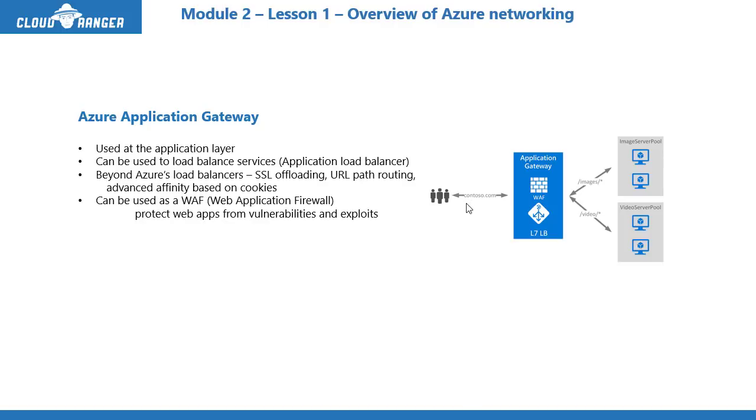So if they're coming to contoso.com/images, it will actually send it to this set of servers. If we are saying go to the videos, contoso.com/videos, it will know that I have to go to this set of virtual machines to get those videos. So it's load balancing at a layer 7.